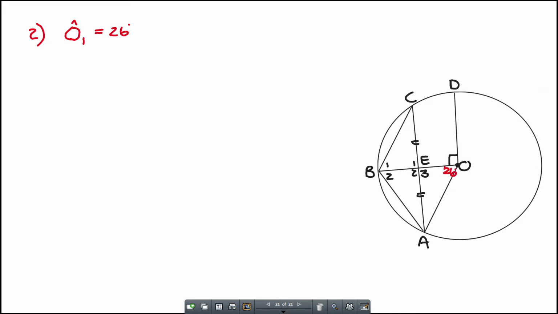Dan sê hulle, calculate the size of C. So ek soek nou daai hoekie. Goed, wie wil vir my sê? Laat ek hoor. Ja. Okay, and then? Wait, E-A-O, ja. Ja.